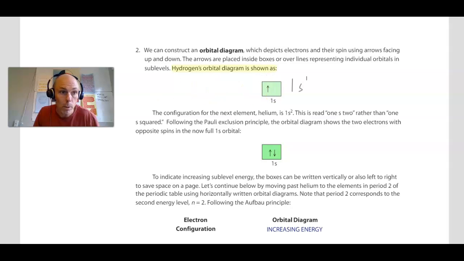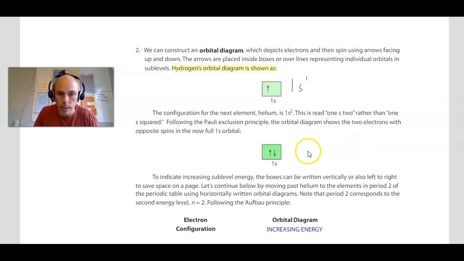Next to hydrogen's orbital diagram, I've written its electron configuration. Instead of using boxes and arrows, we can use these symbols to represent hydrogen's electrons. The 1 in front represents the principal energy level. The electron is in the first energy level. The letter represents that it's in an s sublevel, which we know has only 1 orbital, and that superscript 1 represents that there's just 1 electron in the s sublevel of the first energy level. That's hydrogen's electron configuration, and it is referred to as 1s1.